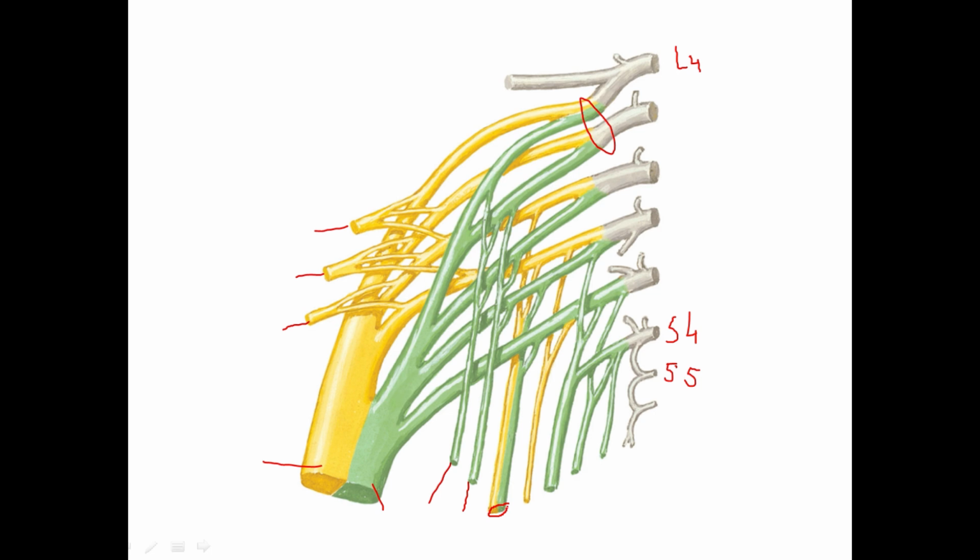This part here is the posterior femoral cutaneous nerve. This one is the perforating cutaneous nerve. This one is the pudendal nerve. This one is the nerve to the levator ani and coccygeal muscle. This one is the perineal branch of the fourth sacral nerve. At this place, we have the coccygeal nerve, and downside to this one, we call that the anococcygeal nerve.